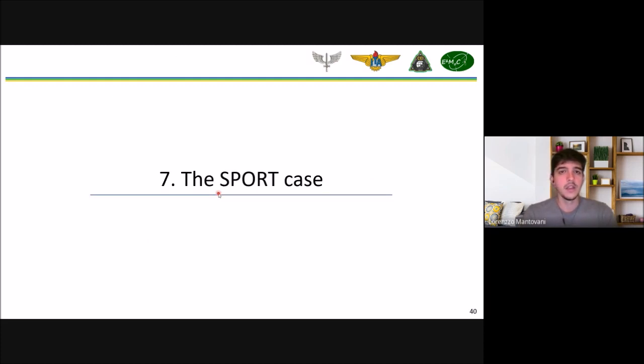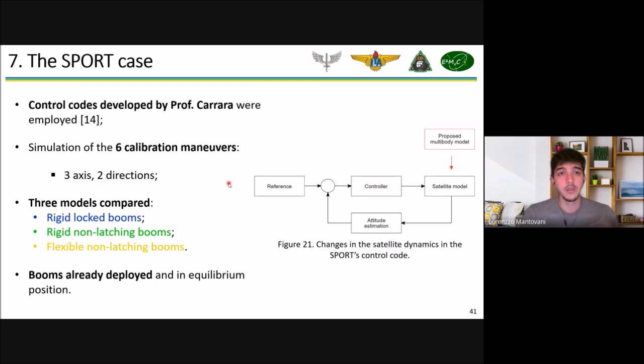Well, now that we validated our model, we started to run our simulations for the cases we wanted to see what would happen. So first, I'll talk about the SPORT case. The SPORT case is applied to the SPORT mission and SPORT satellite. So we wanted to see the influence of these flexible non-latching booms on the satellite control system during its calibration maneuvers. There are 6 calibration maneuvers because the satellite can rotate around 3 distinct axes and in 2 distinct directions, positive and negative.